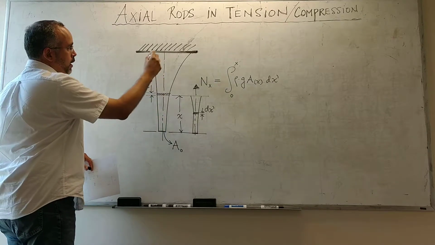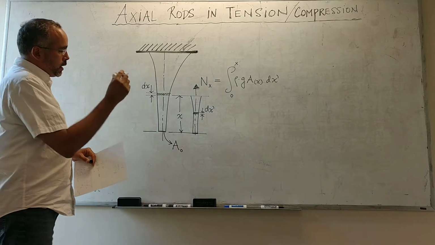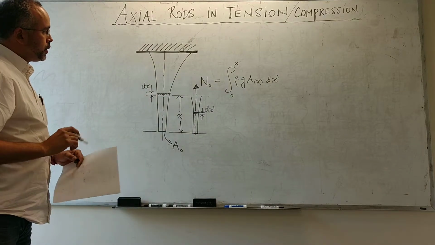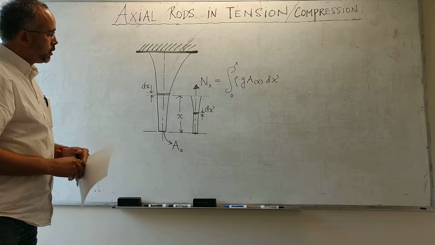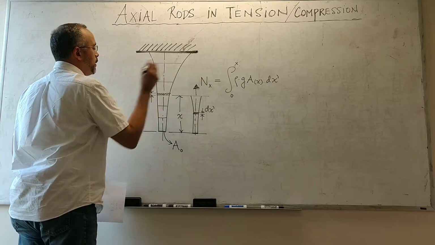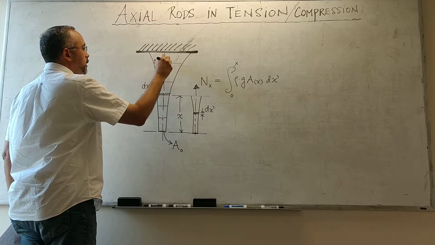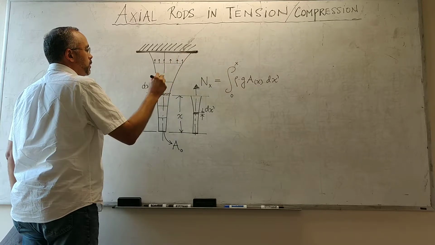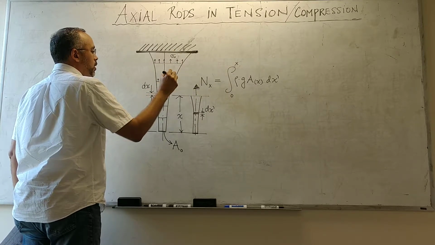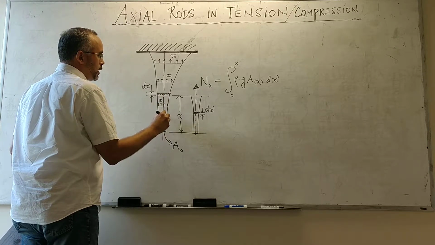if you have a rod like the one I'm showing here, subjected to its own self-weight, we would like to find a distribution of cross-sectional area along the length such that the stress at any cross-section is exactly the same. So the stress up here, the stress here, the stress at any cross-section along the height is exactly the same.